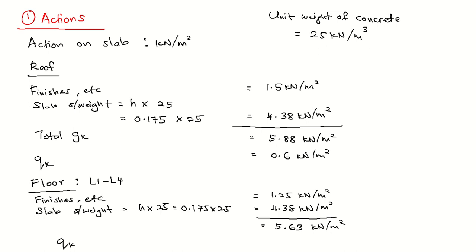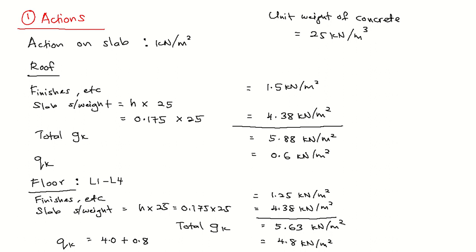Okay, I can write now. QK is equal to, just now for the QK is 4 kilonewton per meter square plus your partition 0.8, and this will bring the total of your QK to 4.8 kilonewton per meter square. This is not sure why. Not sure why I cannot write it down here. Alright, so basically this is for the roof and floor for GK and QK.